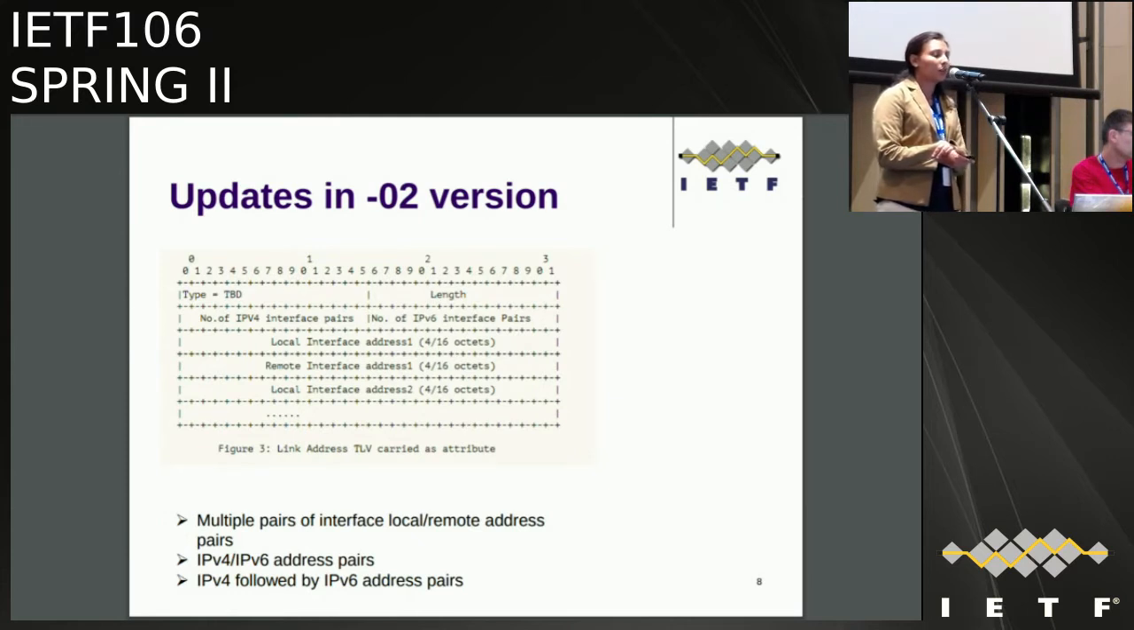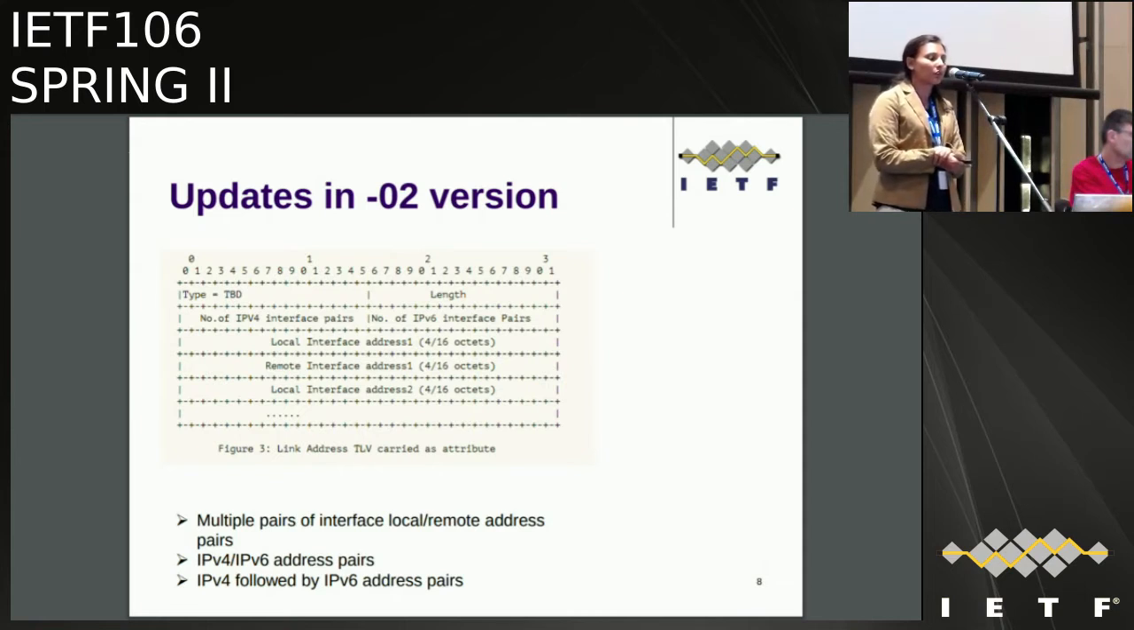So this is a case where some underlying interfaces are IPv4 and some underlying interfaces are IPv6. In that case, the IPv4 addresses are encoded first, followed by the IPv6 addresses.